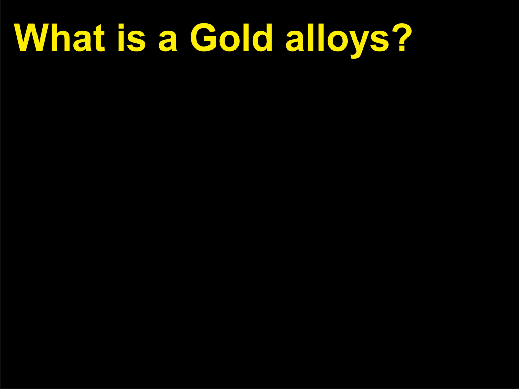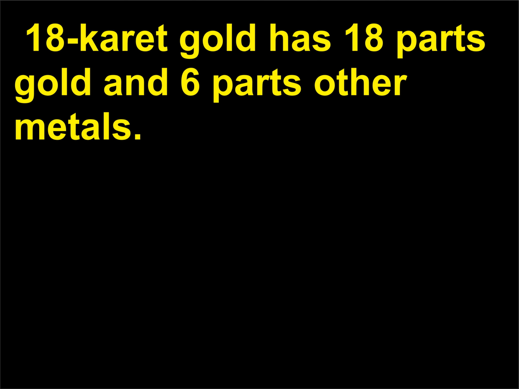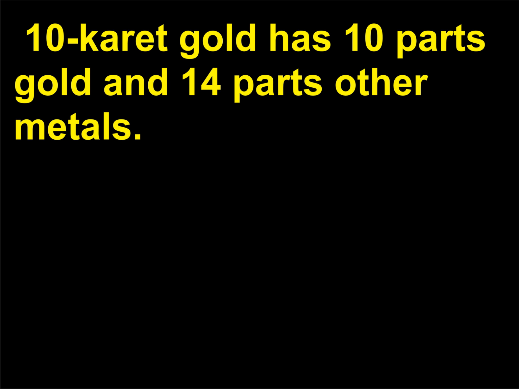What are gold alloys? 24-karat gold is pure gold. 18-karat gold has 18 parts gold and 6 parts other metals. 10-karat gold has 10 parts gold and 14 parts other metals.